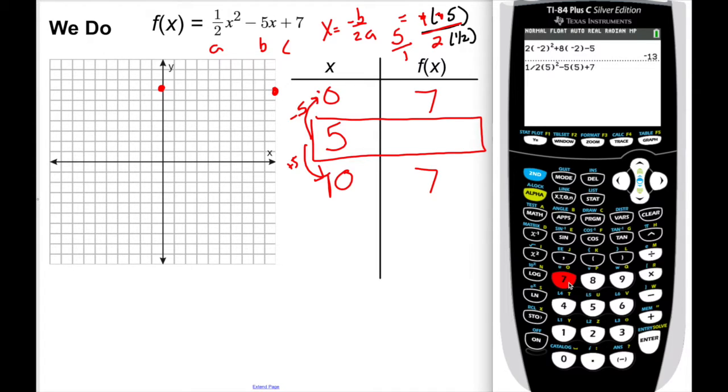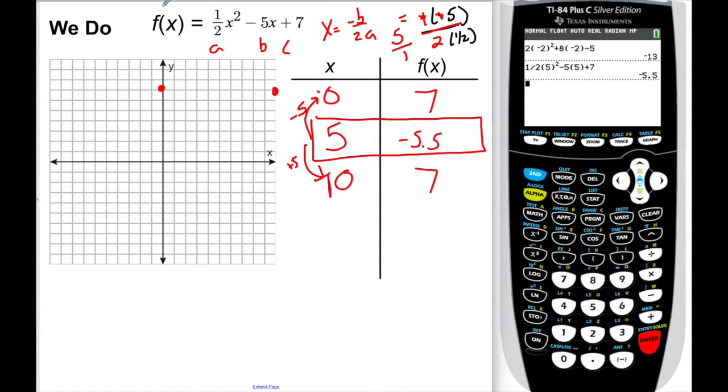So your calculator knows, okay, I'm going to square 5. I'm going to multiply it by a half. I'm going to multiply -5 by 5. I'm going to do that difference, and then I'm going to add 7. All right, it knows the order of operations, right? So we get -5.5 for our y.